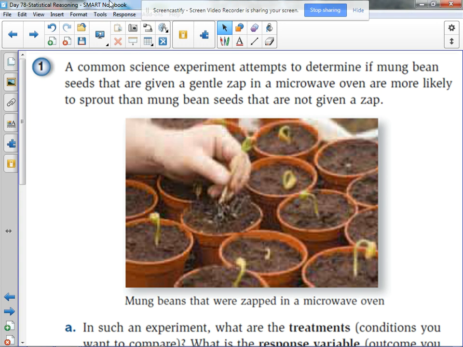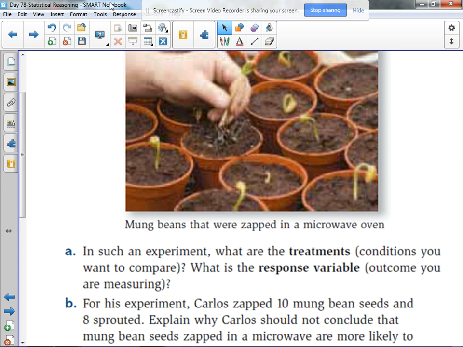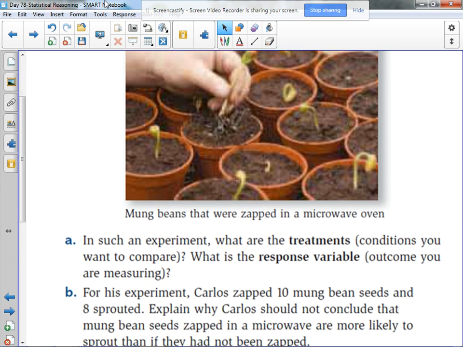Okay, so let's look at this first experiment. A common science experiment attempts to determine if mung bean seeds that are given a gentle zap in a microwave are more likely to sprout than seeds that are not put in the microwave for a little while. So let's talk about what the treatments are. What is being done to those seeds? Well, they're either being put in the microwave or they are not being put in the microwave. That's the treatment.